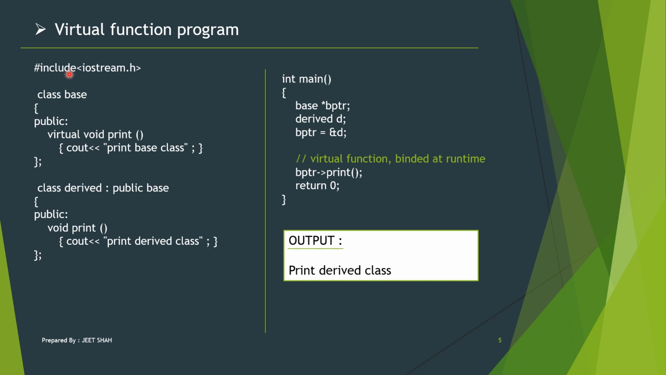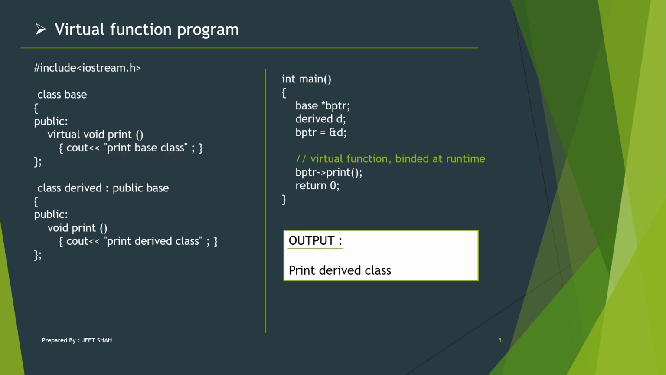So first we include the iostream.h header file, then we make a class Base. Under the public section of this base class, we make a function named print. Its return type is void, and as we discussed earlier, the virtual keyword is necessary. Now inside the body of this print function, we have a statement cout print base class. So if the function is called, it will show the output as print base class.